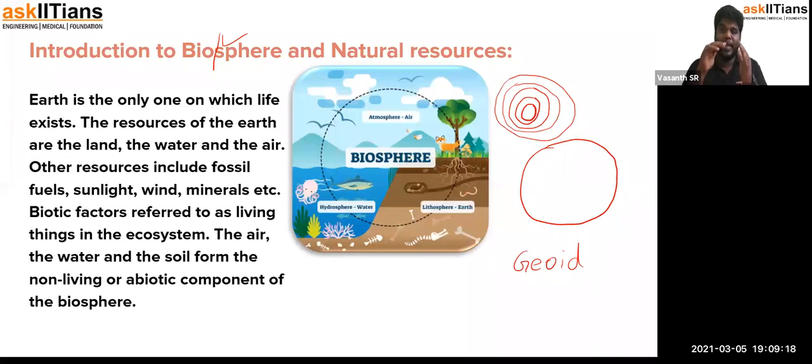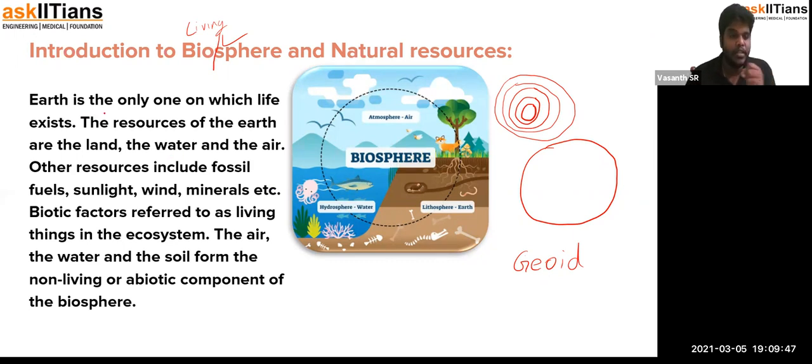So any material which is covering the spherical structure and itself acquiring a spherical shape, we address as sphere. Here the word bio means living, the living organisms that exist in this region. So this is what the word biosphere actually means.